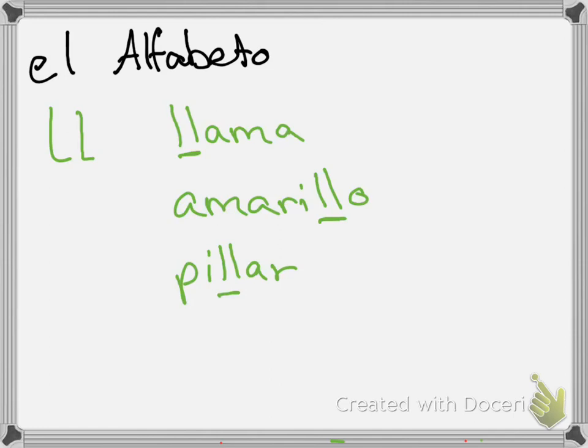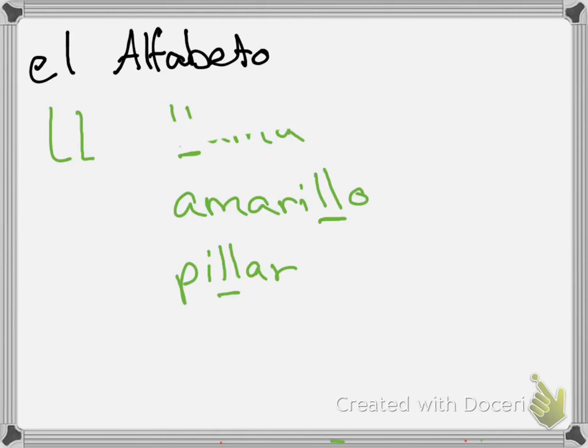Now, you'll notice it is ya. However, in some regions like Argentina, it becomes sh. It can also sound like a J in some areas, in unos areas. It all kind of depends on where you are, and that's not something you're going to learn until you're in that area speaking with local natives. Okay, so llama, amarillo, pillar, ya.